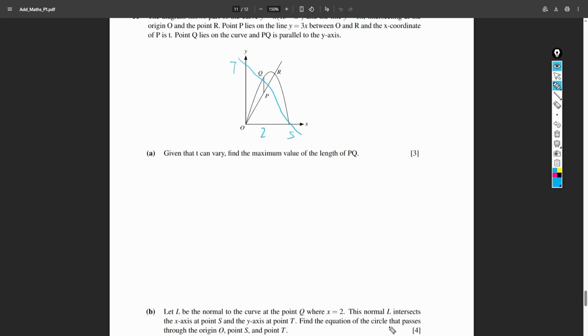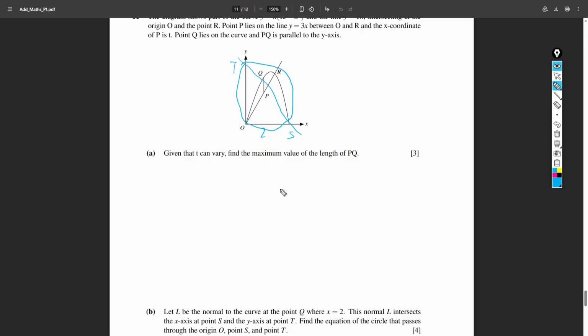Find the equation of the circle that passes through the origin O, S, and T. So there's a point Q, there's a normal that goes through it, and it intersects the y-axis and x-axis at T and S, and we need to find the equation of a circle that goes through T, S, and O.